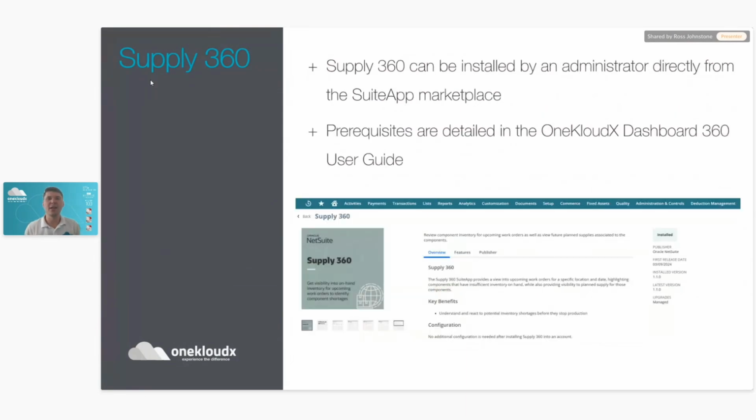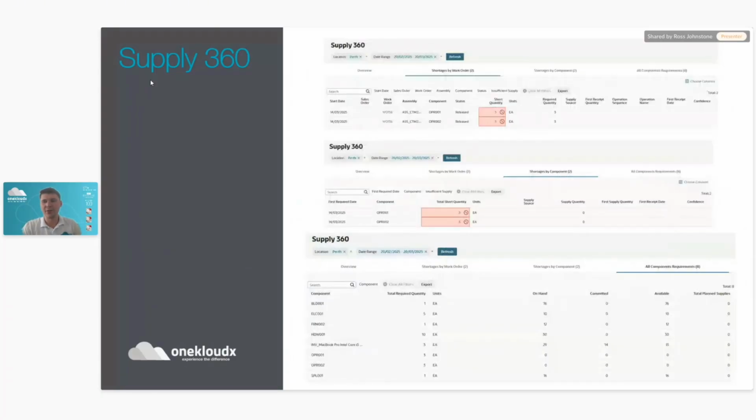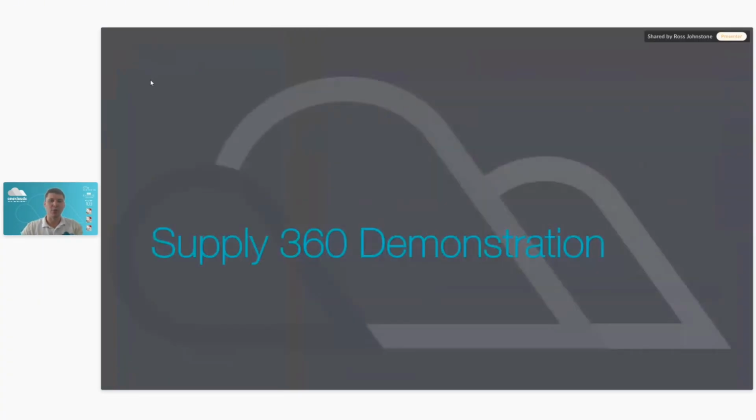So again, the Supply 360 can be installed by an administrator directly from the Suite App Marketplace. Again, the prerequisites will be included in the user guide that we will be sharing, but generally speaking, you need to have NetSuite OneWorld as well as work orders installed within your account. So to carry on from there, you'll see that we once again have some images of the Supply 360, but instead of spending too much time in a PowerPoint, we are going to jump back into the demo account so that we can go through the Supply 360 in a bit more detail.